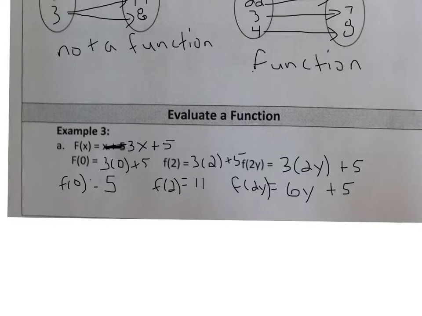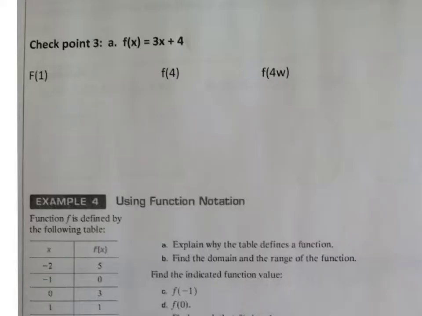Go to the next page. I'll pause here, try the checkpoint, and I'll give you the answers. Okay, f of 1 for your checkpoint. The answer to f of 1 is 7. The answer to f of 4 is 16. And the answer to f of 4w is 12w plus 4.